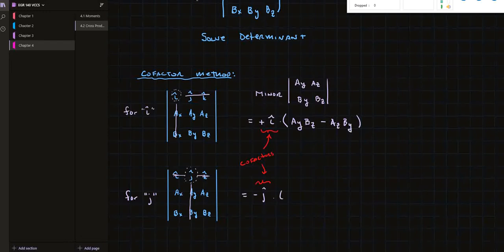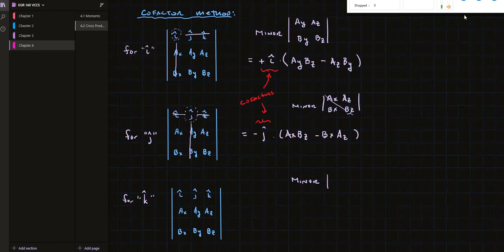So now you do the same thing. So now our minor matrix is AX, AZ, BX, BZ. So we just solve the determinant of that matrix, which is AX, BZ. You just take this times that, and then you subtract off BX times AZ, or you could swap those around, AZ times BX. Doesn't matter. And that is our J term.